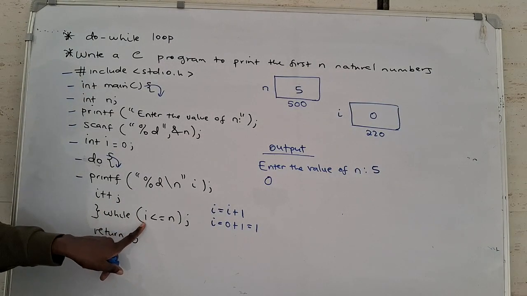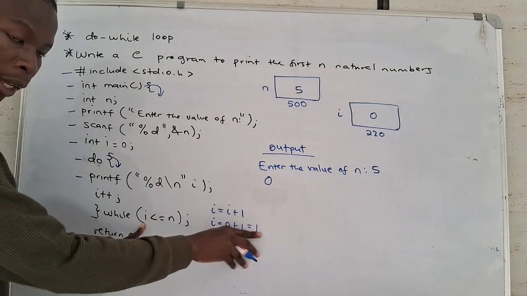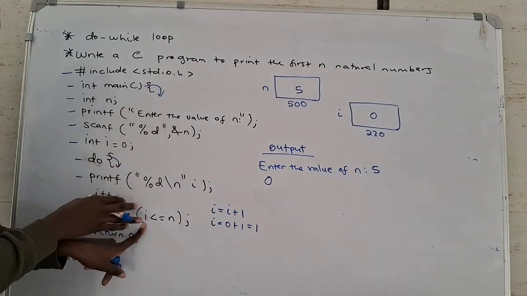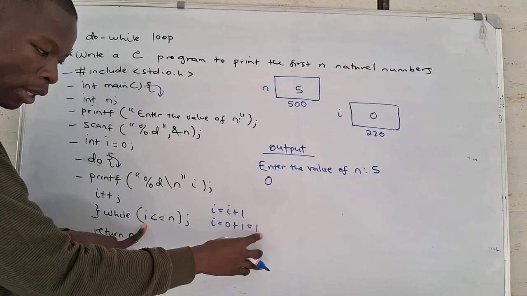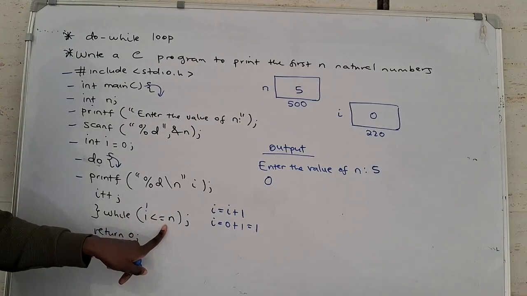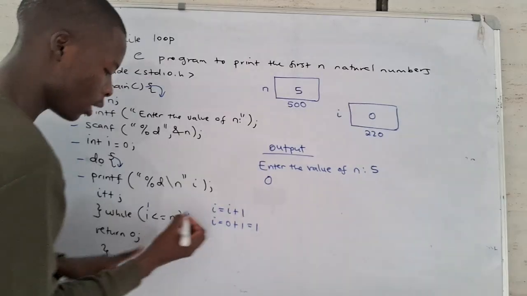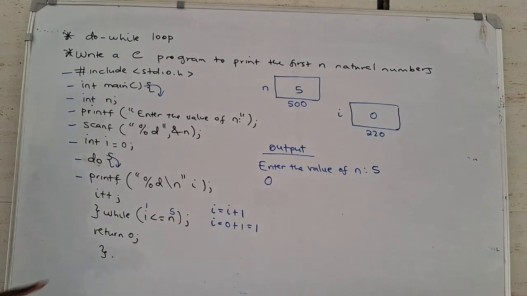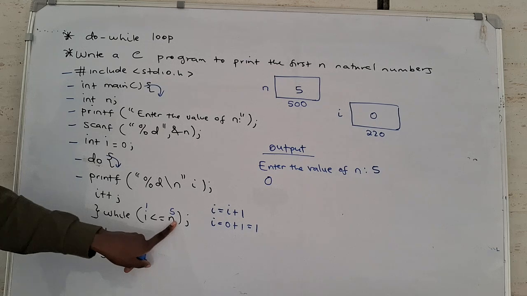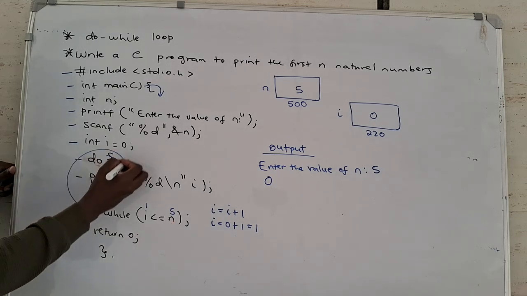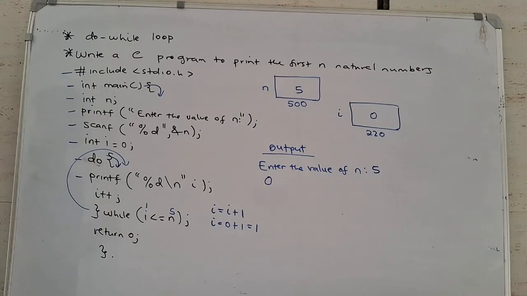Now the condition is going to be checked. What is the value of I? It is 1. This 1 is going to be checked, not 0. After incrementation, the value of I is 1. So 1 is less than or equal to n. What is the value of n? It is 5. Yes, 1 is less than 5. This is true. If this is true, the compiler is going to enter into this do while loop again.